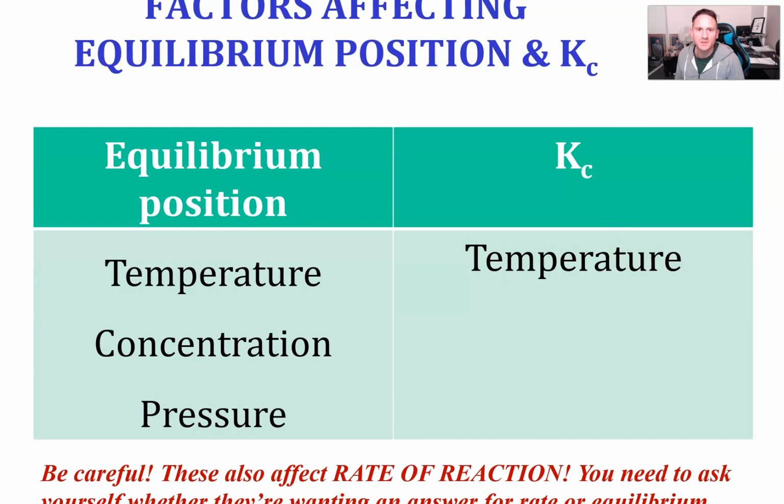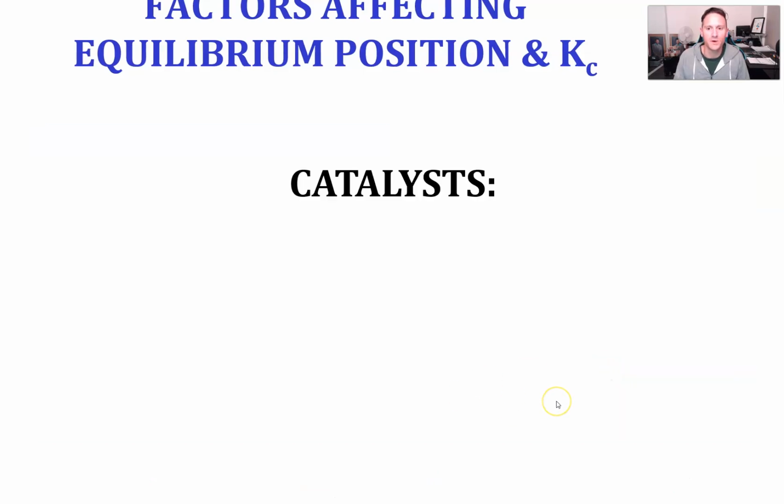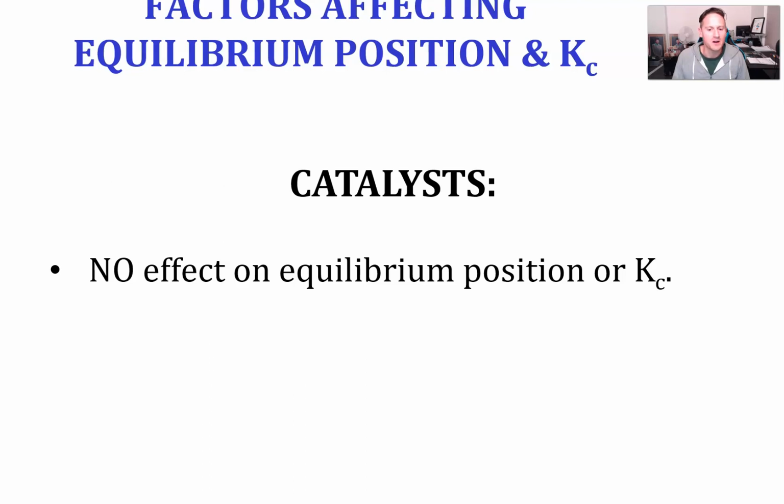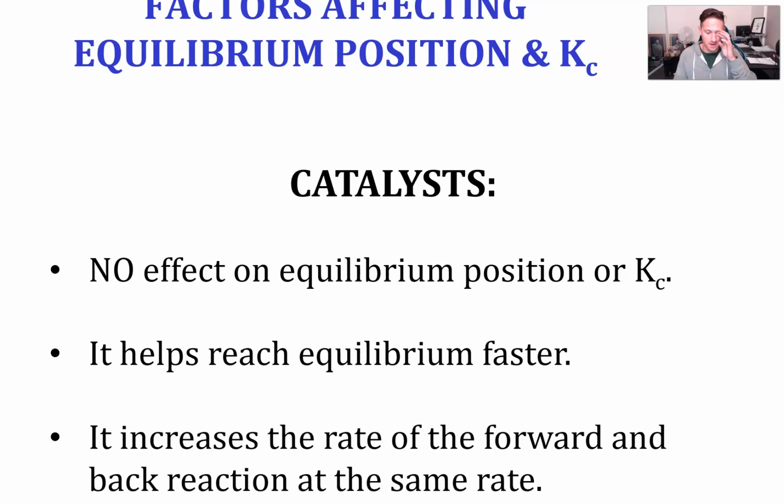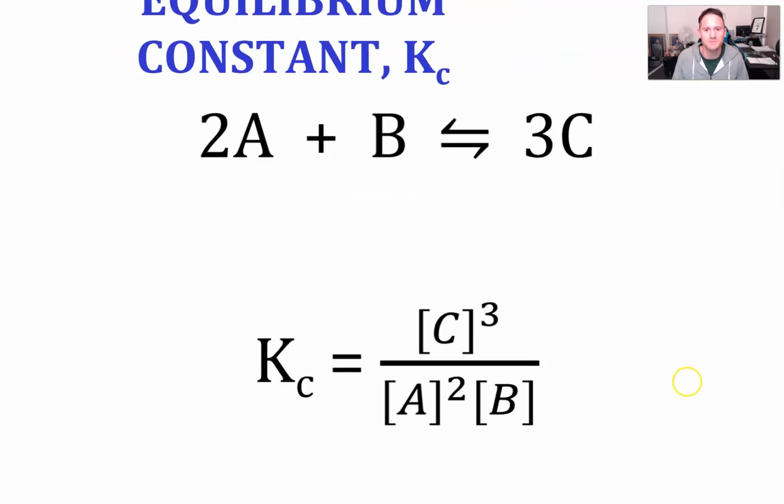Students can sometimes get mixed up by overlapping the concept of equilibrium and rate of reaction. All of these factors affect rate of reaction. So you need to ask yourself, with the question that you're trying to work out, whether they're looking for an answer for rate of reaction or equilibrium, because your response will be different. A catalyst has no effect on the equilibrium position or Kc. It helps to reach the equilibrium faster, but it doesn't change how much that equilibrium position is favoured, so the extent to how far that reaction occurs. It increases the rate of the forwards and backwards reactions at the same rate. So you get there quicker, but the position doesn't change.